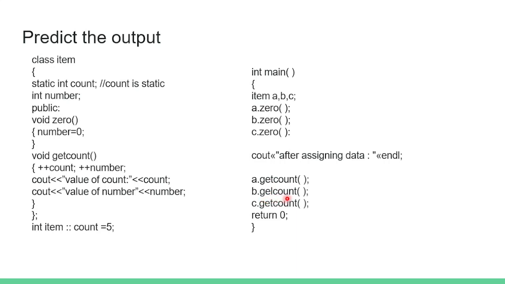Then we have b.getcount(), but the value of count will become 7 and the number will still be 1 because number is not a static data member, but count is a static data member. So I hope you understood what the output of this program will be.